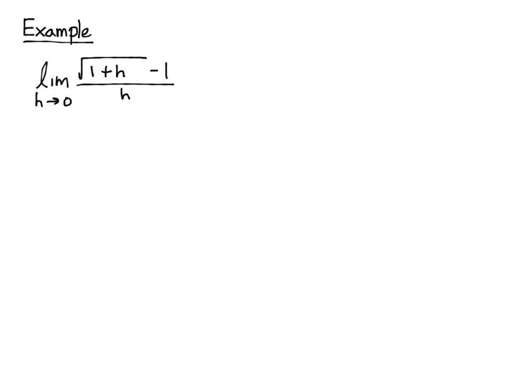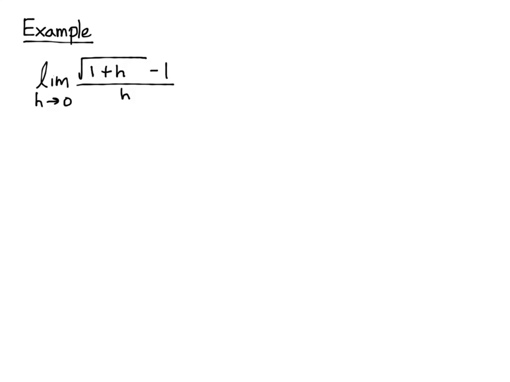Okay, so let's look at this. So what does this represent, really? If I were to take my function as f of x equals the square root of x. Okay, and so what I want to do is take f at 1, and f at 1 plus h is going to be the square root of 1 plus h. And now what I'm actually doing is trying to find the slope of this function when x equals 1.